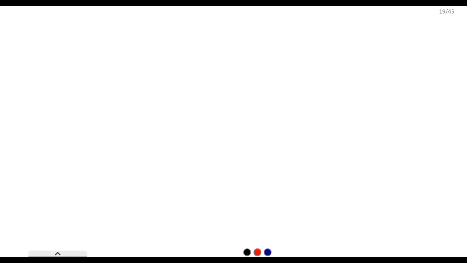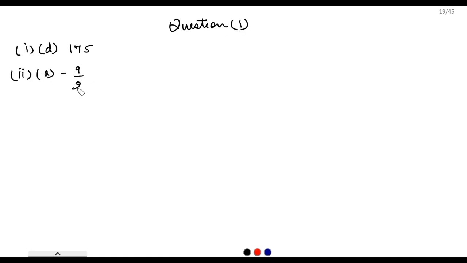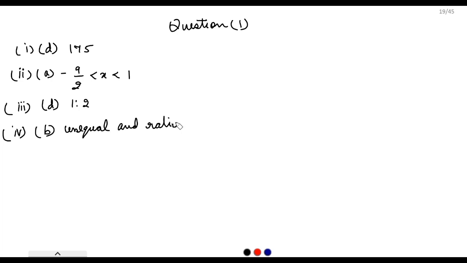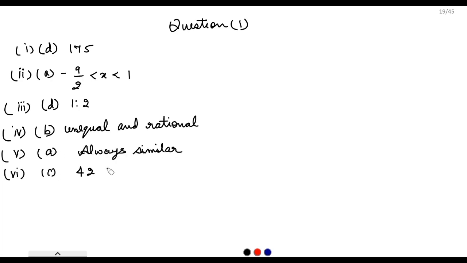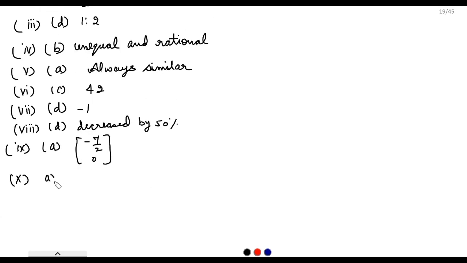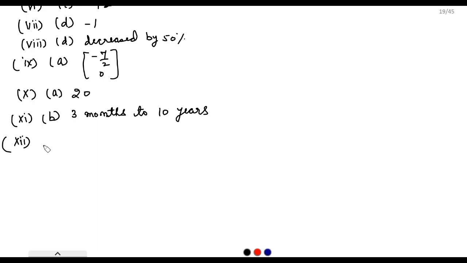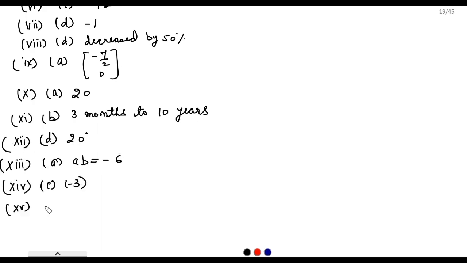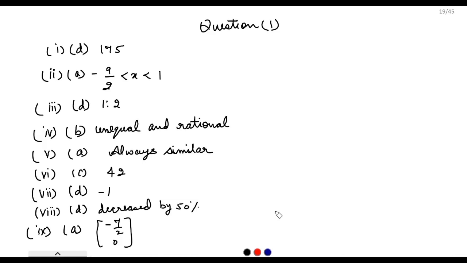Now look, the first page of your copy will be like this. You have to give the answer of question number 1 in this form and do all the work in one page of your copy. Now come to the next question.